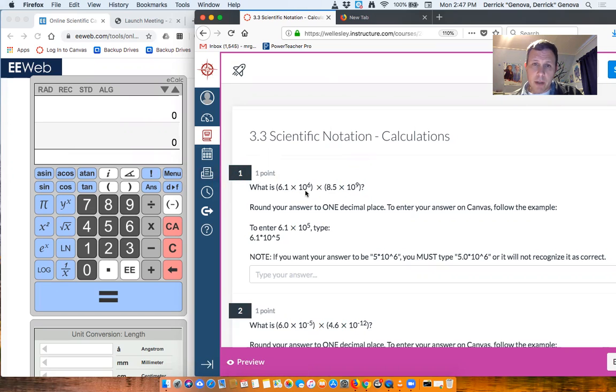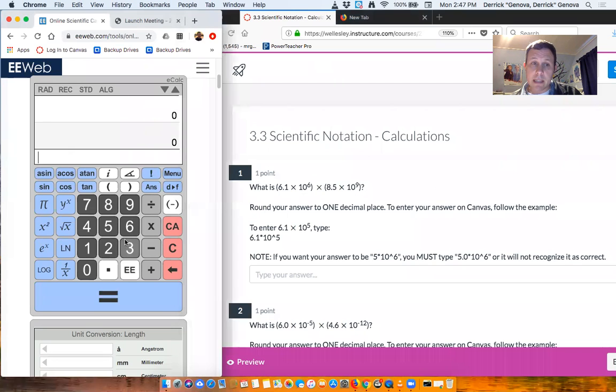So here I want to multiply two numbers, 6.1 times 10 to the 6 and 8.5 times 10 to the ninth. So the way you do that on this calculator, and most calculators, you're going to type 6.1 and then you're going to hit this button. That in itself means times 10 to the whatever. You don't have to type times. You don't have to type 10, caret, anything. So this is how you type it in, 6.1 times 10 to the 6.